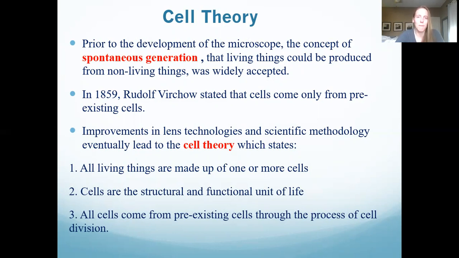Once we started getting better technologies and microscopes and that sort of thing, the cell theory was developed. And the cell theory has three parts. It says that all living things are made up of at least one cell, that cells are the structural and functional unit of life. Another way of saying that is that cells are the building blocks of all living things. And the third is that all cells come from pre-existing cells through the process of cell division. So that is the part of the cell theory that goes against the spontaneous generation theory that came previously.